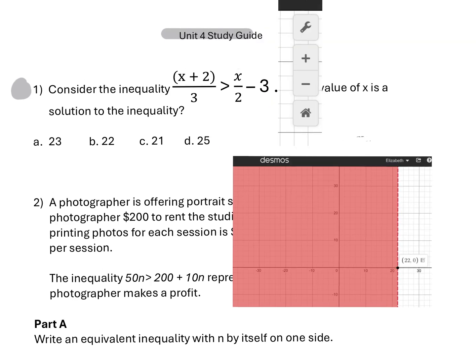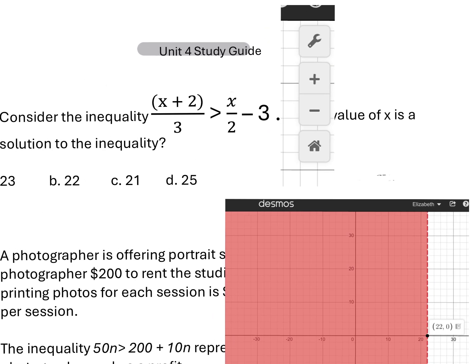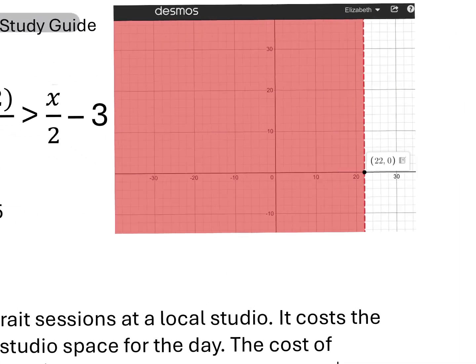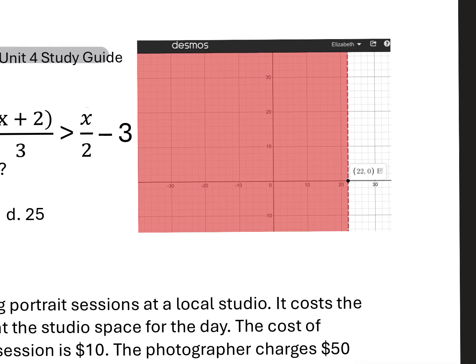Once you've entered it into the calculator, you'll probably have to hit the zoom out button at first. And once you do, you're going to end up with something that looks like this. So let's analyze what the graph is saying.